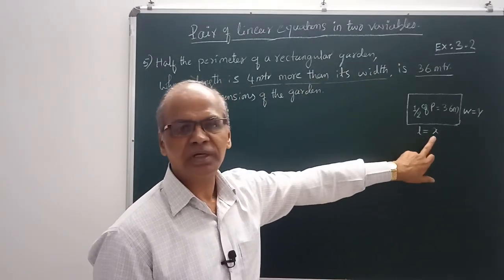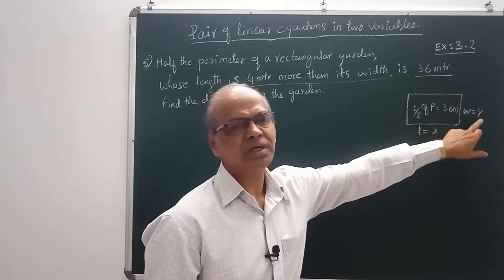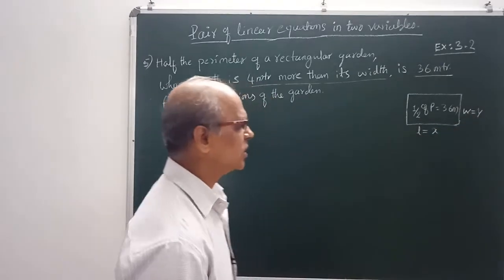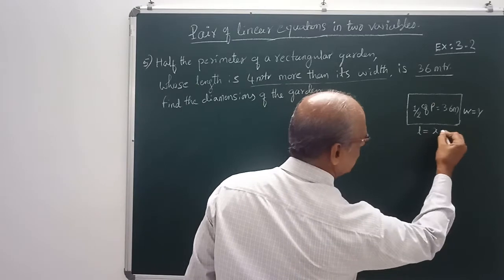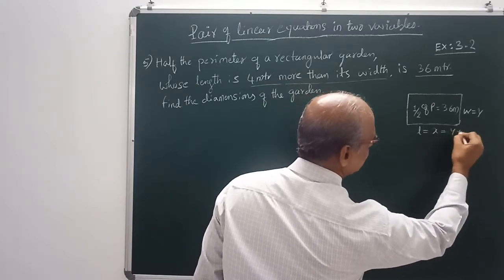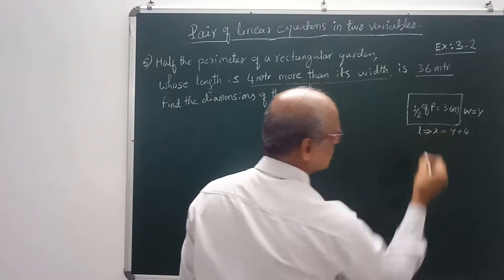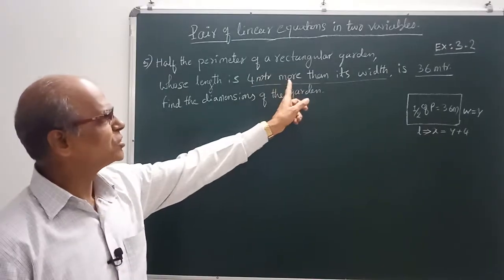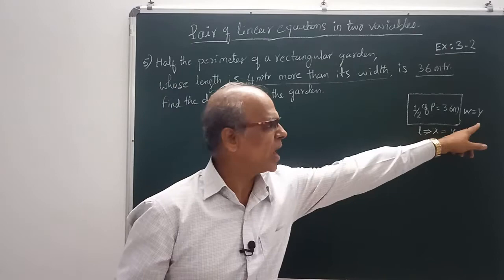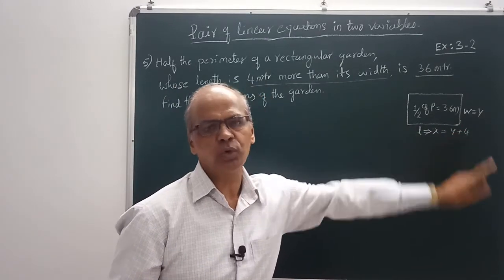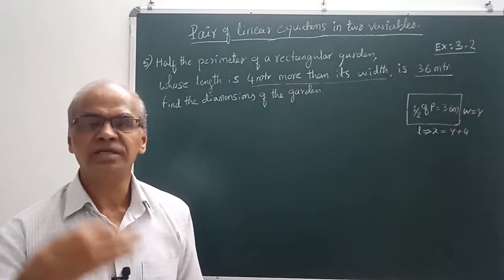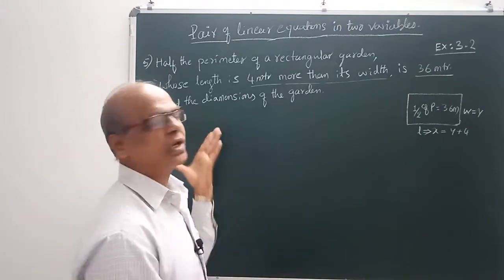Length we have taken as x, width I have taken as y. Now here see, x is equal to y plus 4. Why y plus 4? Because 4 meter more than its width. Width is y, 4 meter more means addition, that is plus 4. Right. Okay, let us solve this solution.